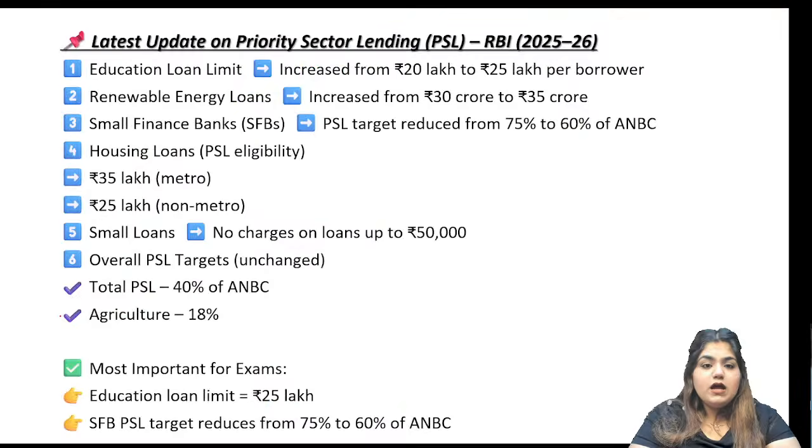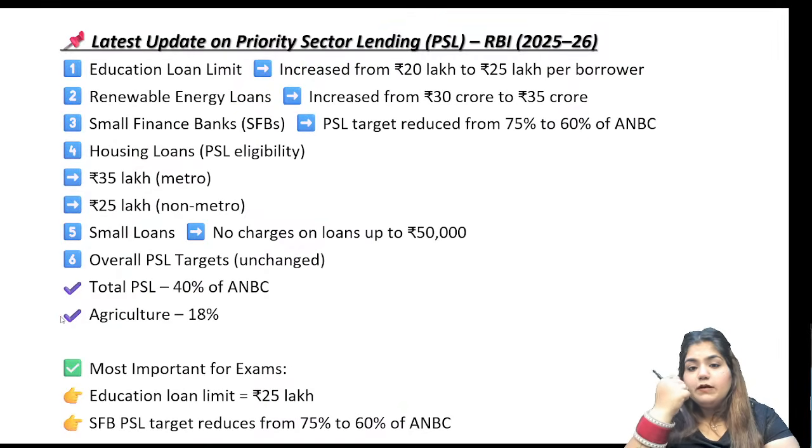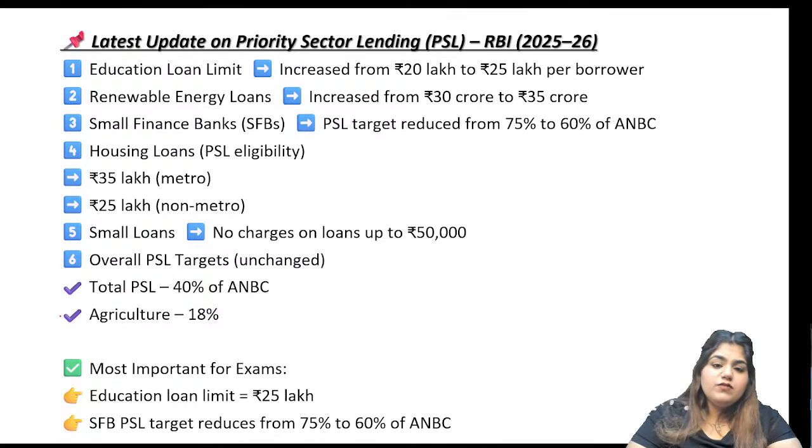Yeah, this is the updated priority sector lending list. The education loan has changed from 20% to 25%. Renewable energy from 20 lakhs to 35 lakhs.